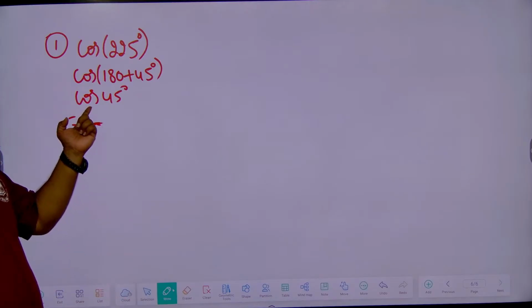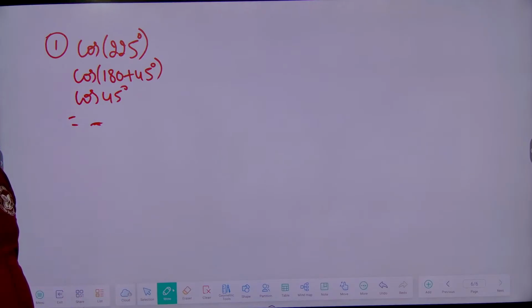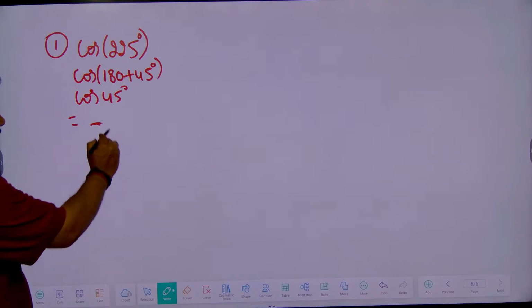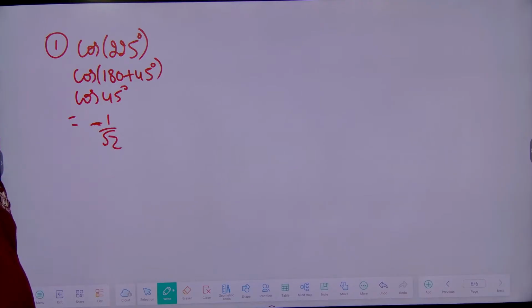So what we will have? Cos 45 degree. Cos 45 is what? Now we know the value. 1 by root 2, kada? Minus 1 by root 2 is the answer.